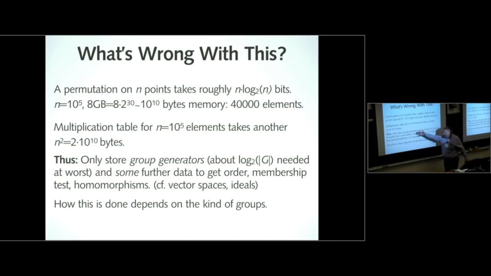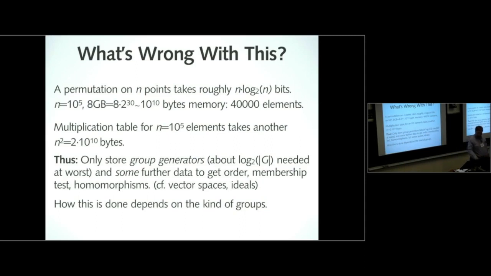And some further data which allows us to reduce calculations to the generators. Calculations like order of the group, testing membership, evaluating homomorphisms. And that's exactly what is done in other cases. That's done in vector spaces, you look at a basis. If you look at ideals in polynomial rings, you look at ideal generators. You don't try to write out all polynomials up to a certain degree or so in the ideal.